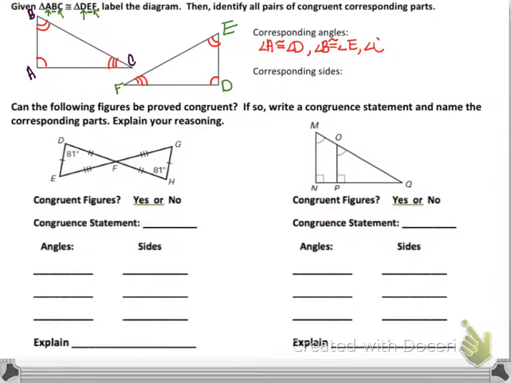Angle C is congruent to angle F. Alright.